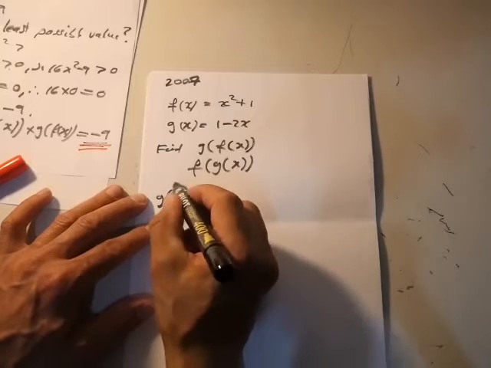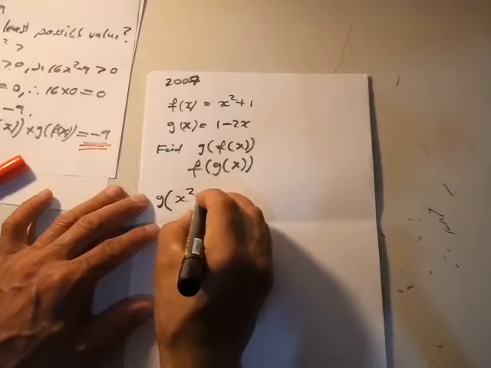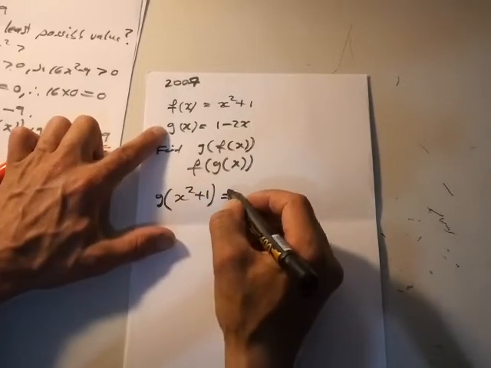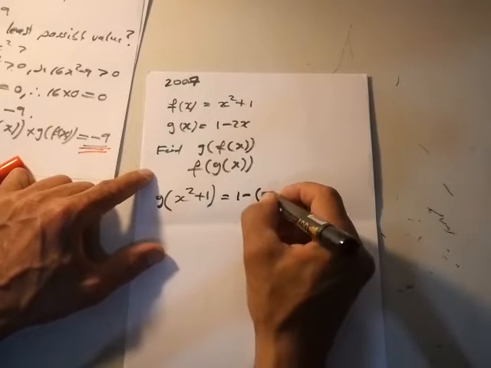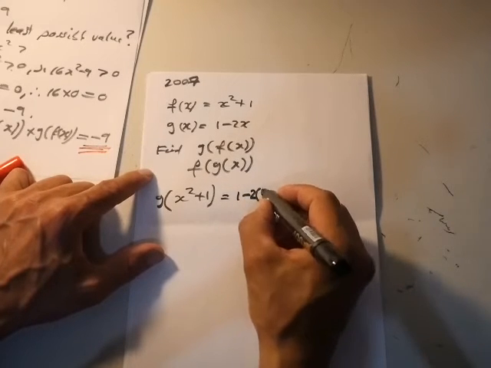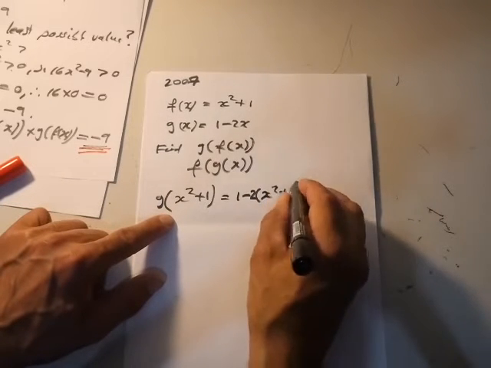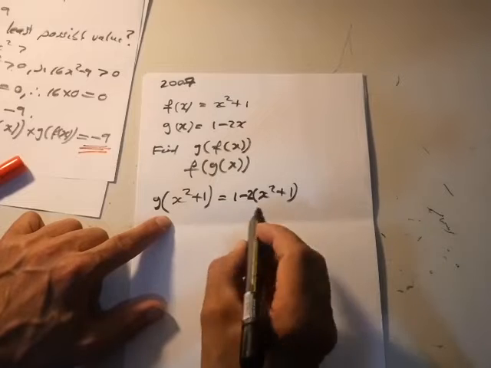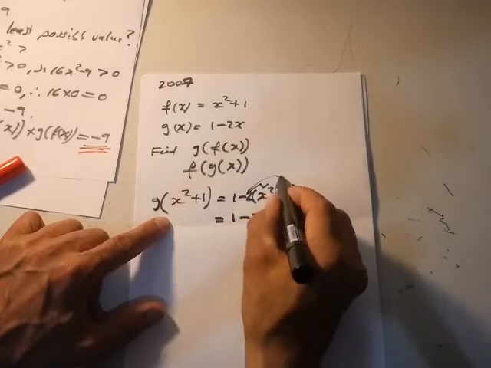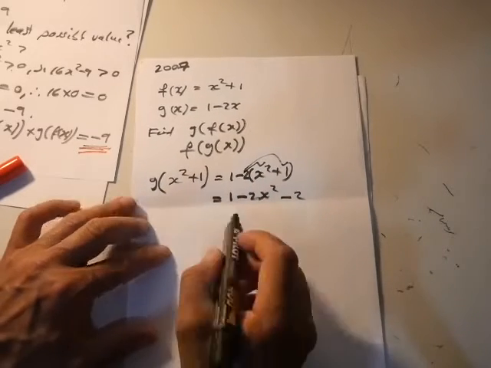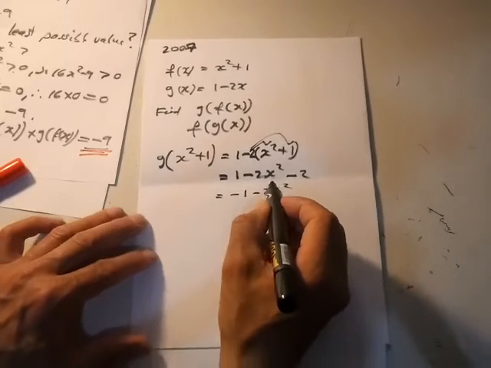So for the function g, if you replace x with f of x, which is x squared plus 1, you're going to put this through this equation. So that goes 1 minus 2 times x squared plus 1, which equals 1 minus 2x squared minus 2. 1 minus 2 is minus 1, so minus 1 minus 2x squared.